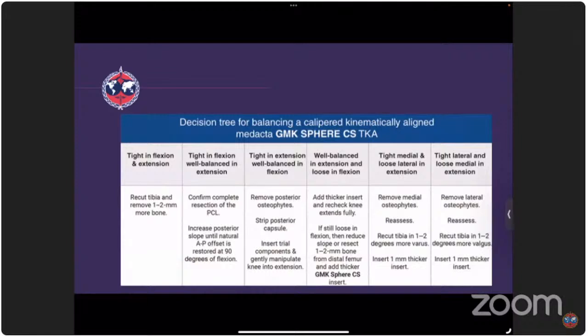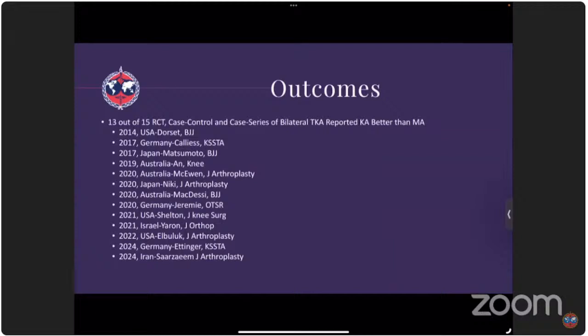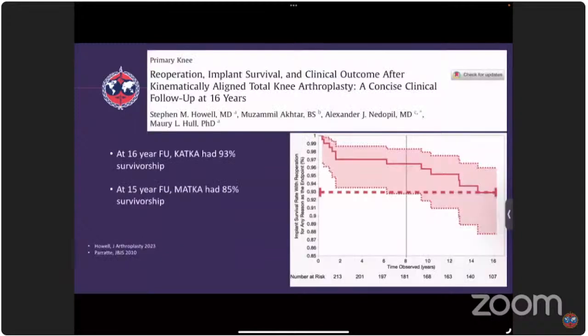I won't go through it, but I would like to draw your attention that it's always either removal of osteophytes or adjusting your tibial cut, as Seb has mentioned. In terms of outcome, there are 13 out of 15 randomized controlled trials from all over the world, all showing that KA was better than MA in terms of outcome.